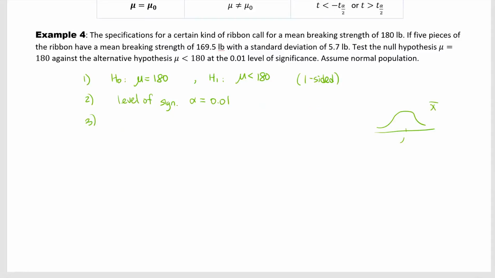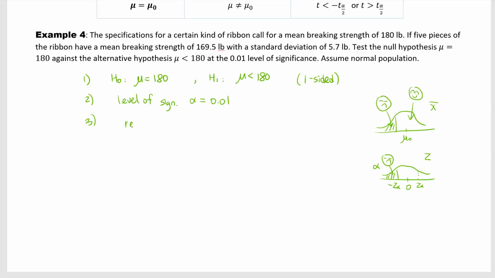This is x bar, mu 0 is in the middle, and this is z, then we have 0 in the middle. It claims that mu 0 is 180, and when it's bigger or equal, we are happy because it's strong, not easy to break. Here we're not happy. So far, so good, everybody? That's why here we are not happy, and that area is alpha. If this is z alpha, then this is minus z alpha.